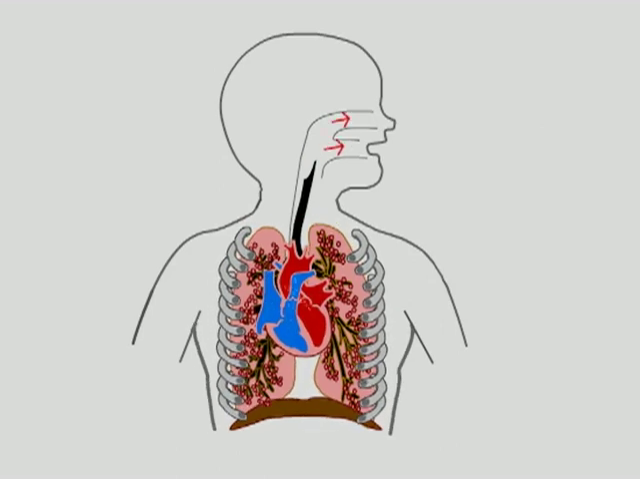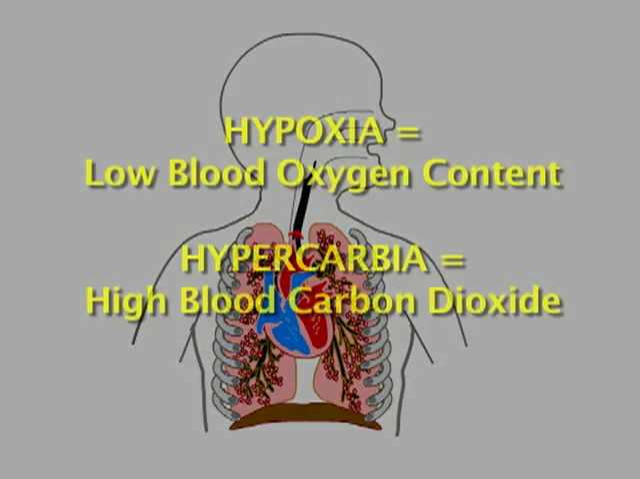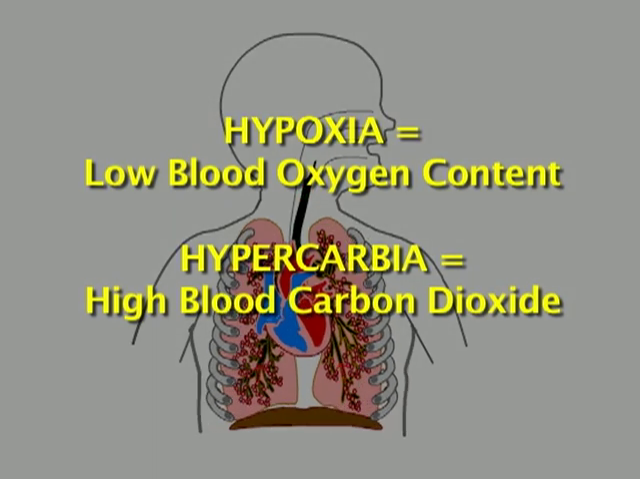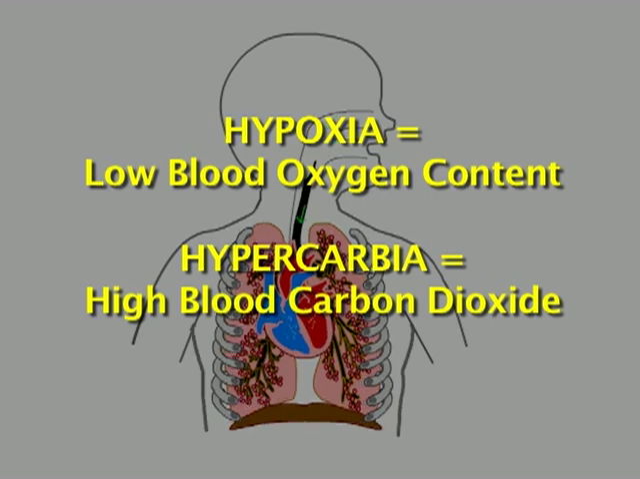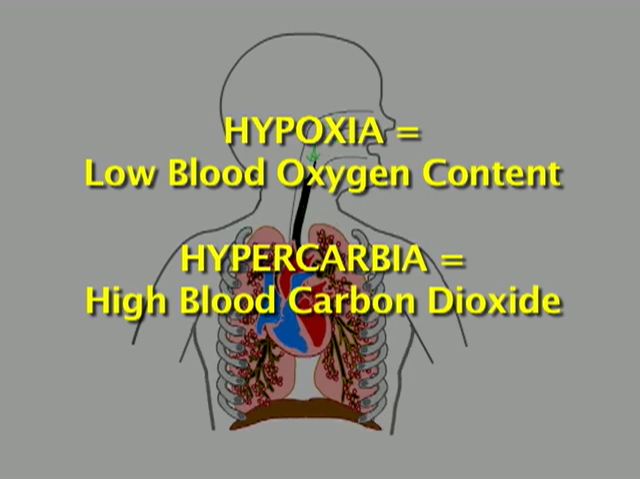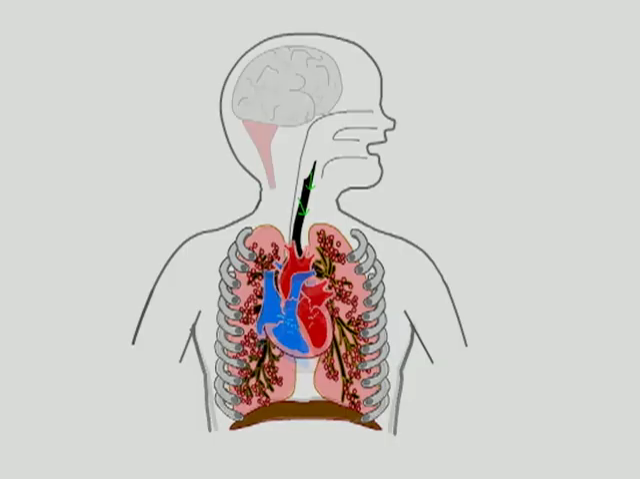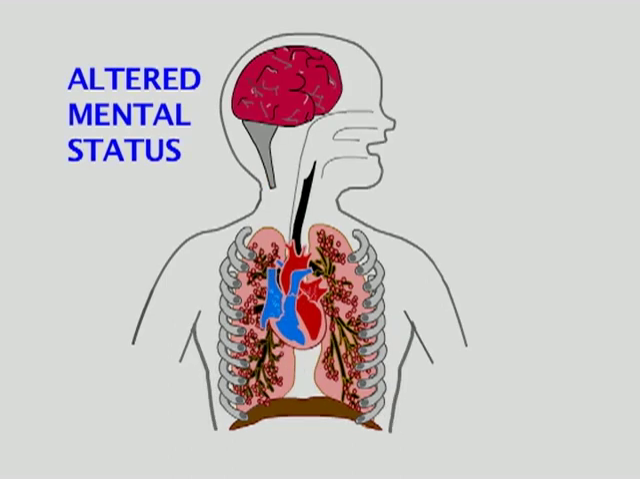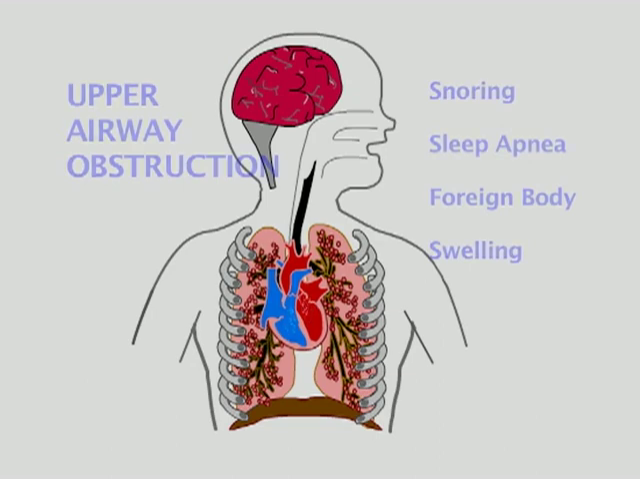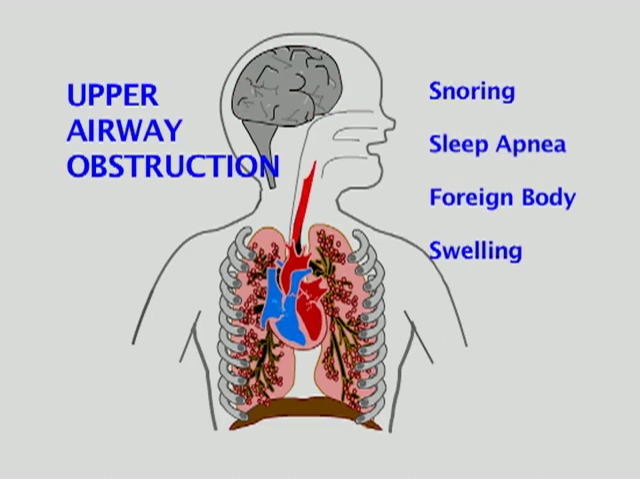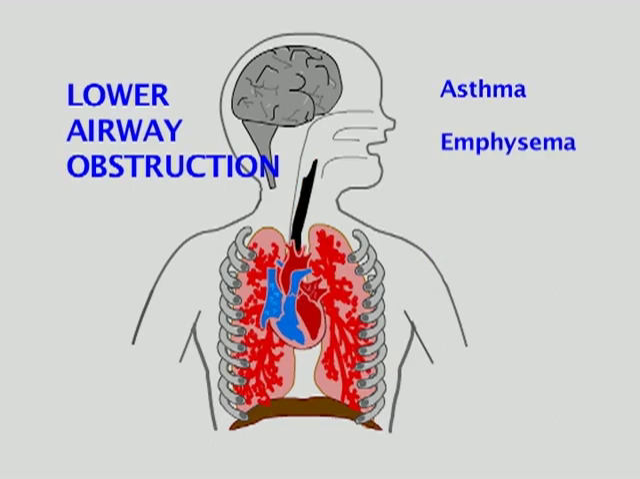Many things can disrupt the respiratory system and cause it to fail. Hypoxia, or inadequate blood oxygen content, or hypercarbia, or high blood carbon dioxide, can easily occur due to altered mental status, due to medications, underlying illness, or trauma. Upper airway obstruction, such as snoring, sleep apnea, foreign body or swelling. Lower airway obstruction, such as asthma or emphysema.